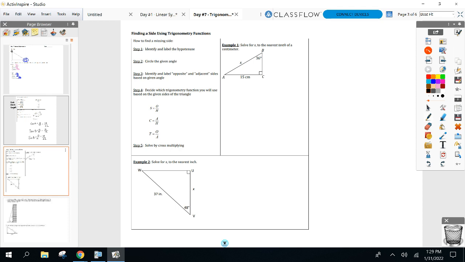Why can I not use my 45-45 or 30-60-90 rules? We have a 36-degree angle, and that's not one of my triangles. So everyone all right? Why? Nothing I showed you last week worked.